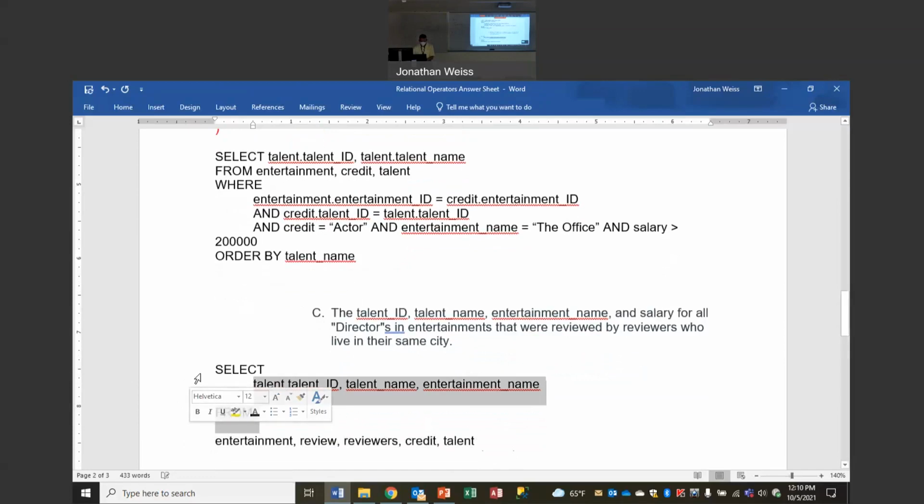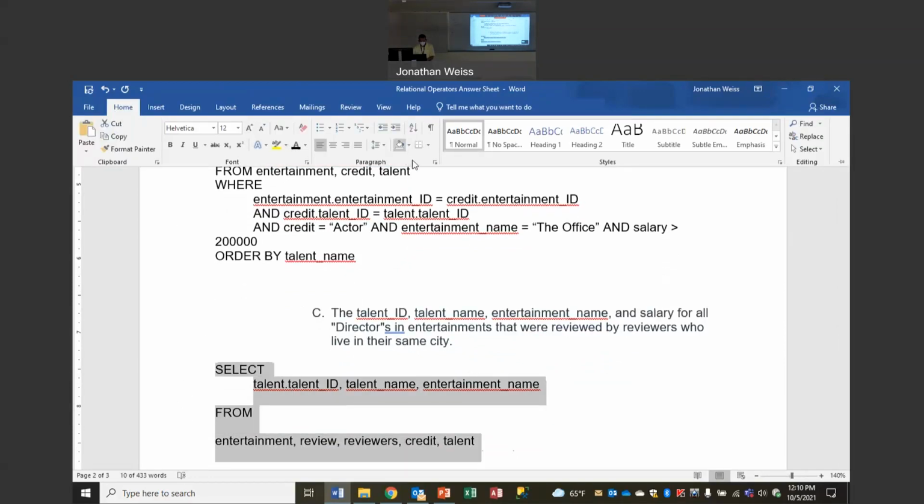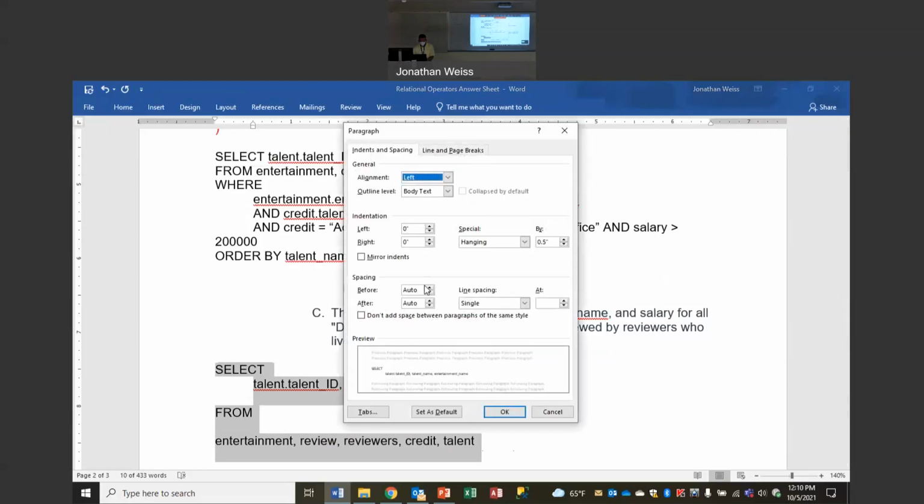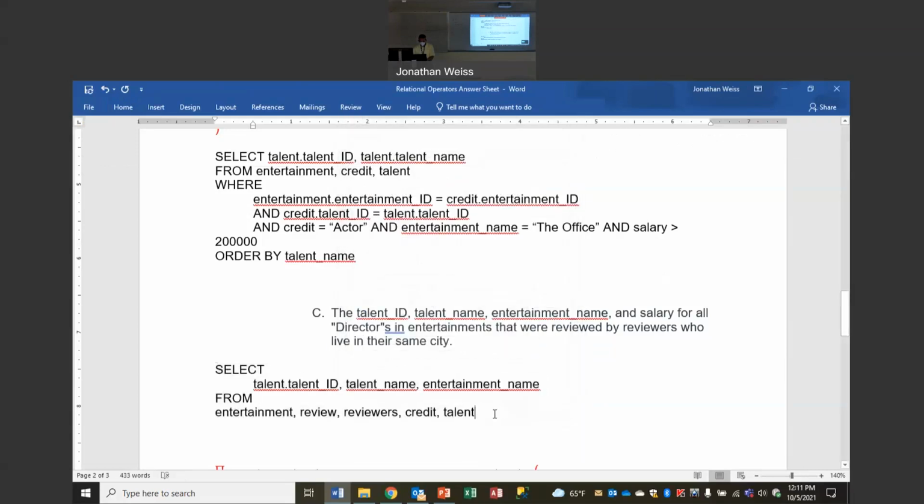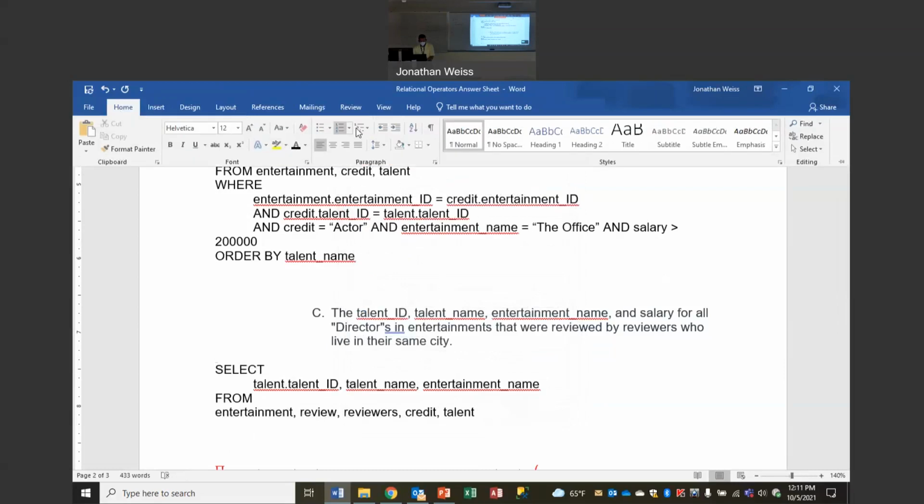This double spacing thing here. Hang on. This is Word stuff. Fix my spacing so I don't have spaces there. There we go. All right, and then I can indent. Okay, so I need all of those things.